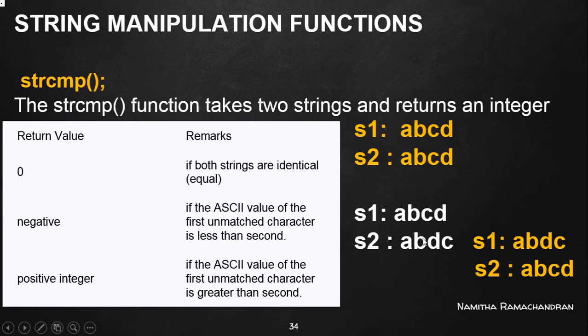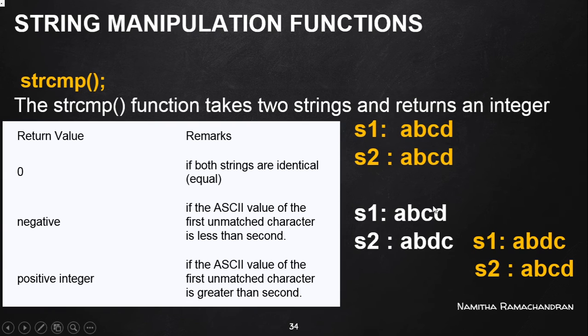ASCII of this minus this again returns 0. So move to next location. Here it is not a null character. Here it is again not a null character. So ASCII of this is less than ASCII of this, because C comes before D in our sequence. So ASCII of C is less than ASCII of D.